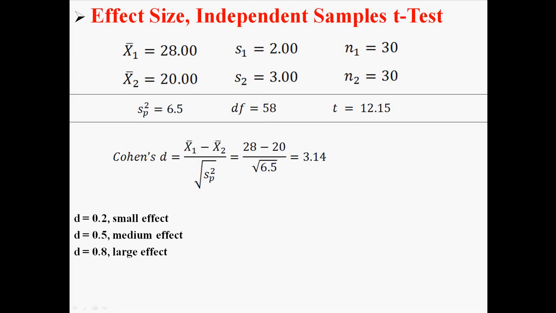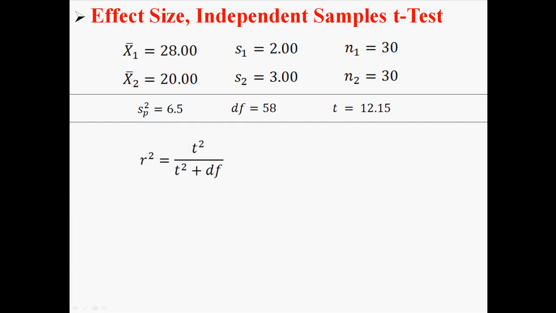In this case, 3.14 is much larger than 0.8, so that indicates that we have a very large effect. Our means are likely to be very different from one another. Instead of just being a little bit different, they're probably very far apart.